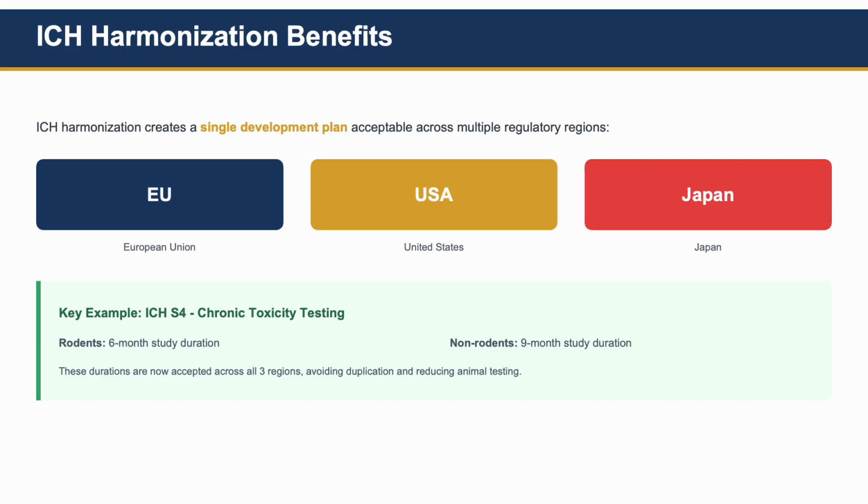One of the primary benefits of ICH harmonization is reflected in the acceptance of a single development plan across the three major regulatory regions, the European Union, the United States, and Japan. A concrete example is ICH S4, which harmonized chronic toxicity testing duration requirements. For rodent species, a 6-month study duration is acceptable, while for non-rodent species such as dogs or primates, a 9-month duration is sufficient. These study durations are now accepted across all three regions, avoiding unnecessary duplication and reducing animal testing.